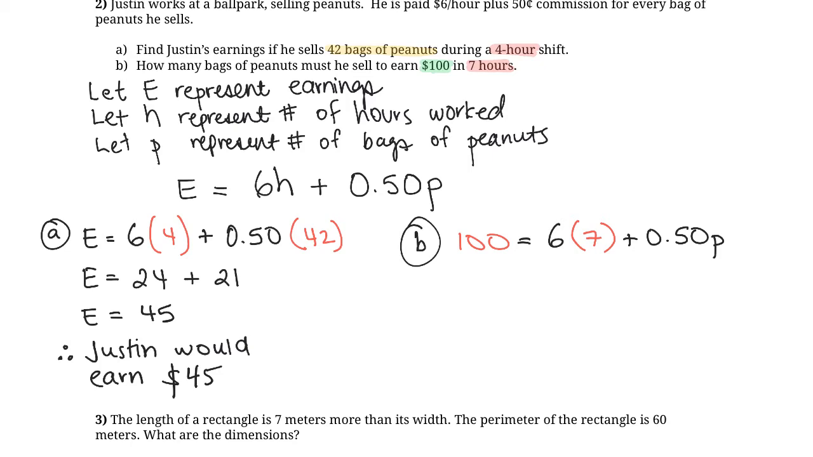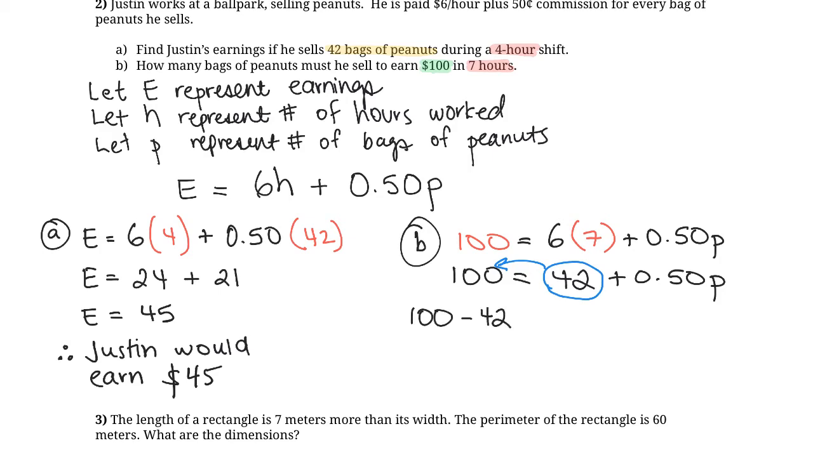So we can simplify this a little bit. We know that 6 times 7 is 42. So now this is going to work out like a regular 2-step equation. So you need to group or collect your like terms. So that means the 42 needs to move over to the left-hand side to be with the other plain number. So if I move that 42 over, it's going to switch signs and become a minus 42 or negative 42. 100 minus 42 is 58.